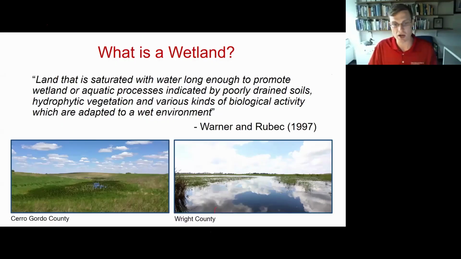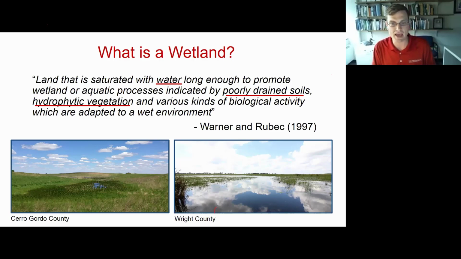And so when we talk about wetlands, we kind of have to agree on a common definition of what it means to be a wetland. And so what Kay and I are going to do in our presentation today is adopt this common definition from the literature, that a wetland is land that is saturated with water long enough to promote wetland or aquatic processes indicated by poorly drained soils, hydrophytic vegetation, and various kinds of biological activity that are adapted to a wet environment.